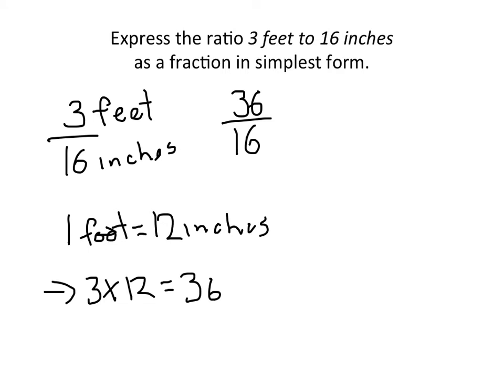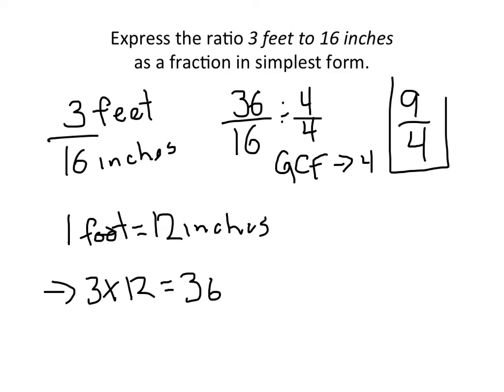Now I'm going to rewrite that as 36 over 16. Now that I have both units the same, I'm going to look at the GCF. Is there a GCF for 36 and 16? Well, yes there is. It's 4. So divide the numerator and the denominator by 4. I get 9 over 4 as our answer.